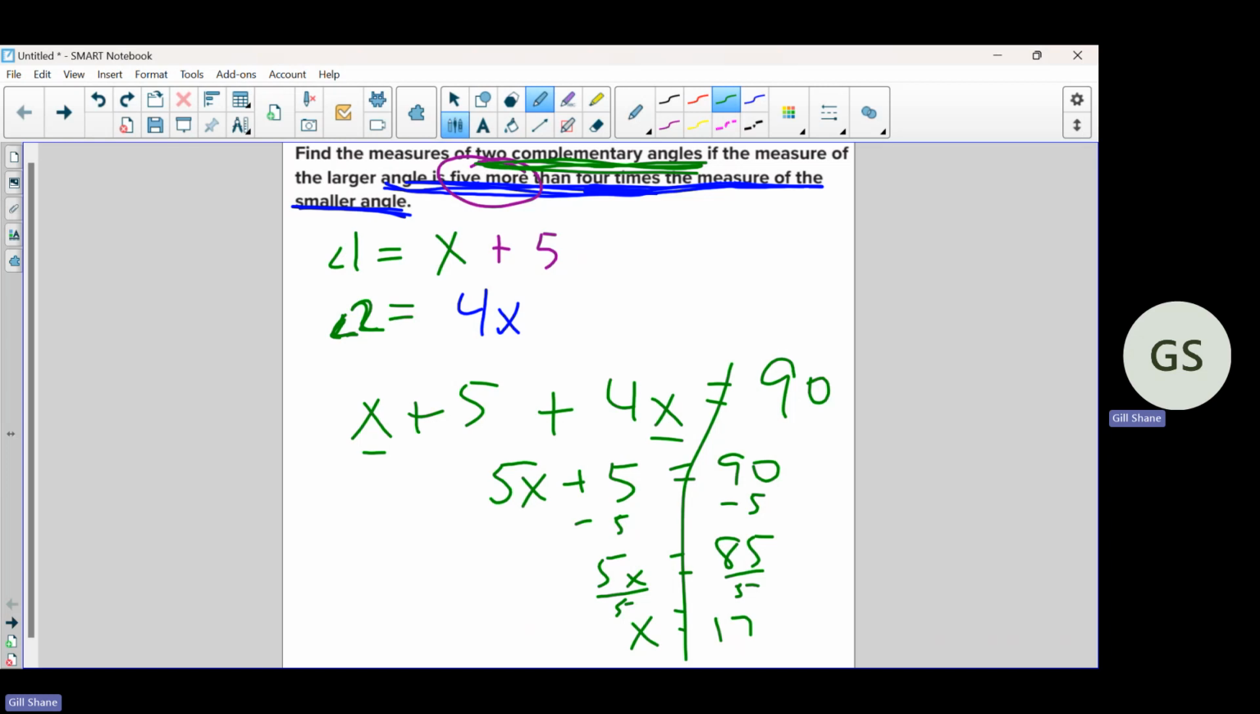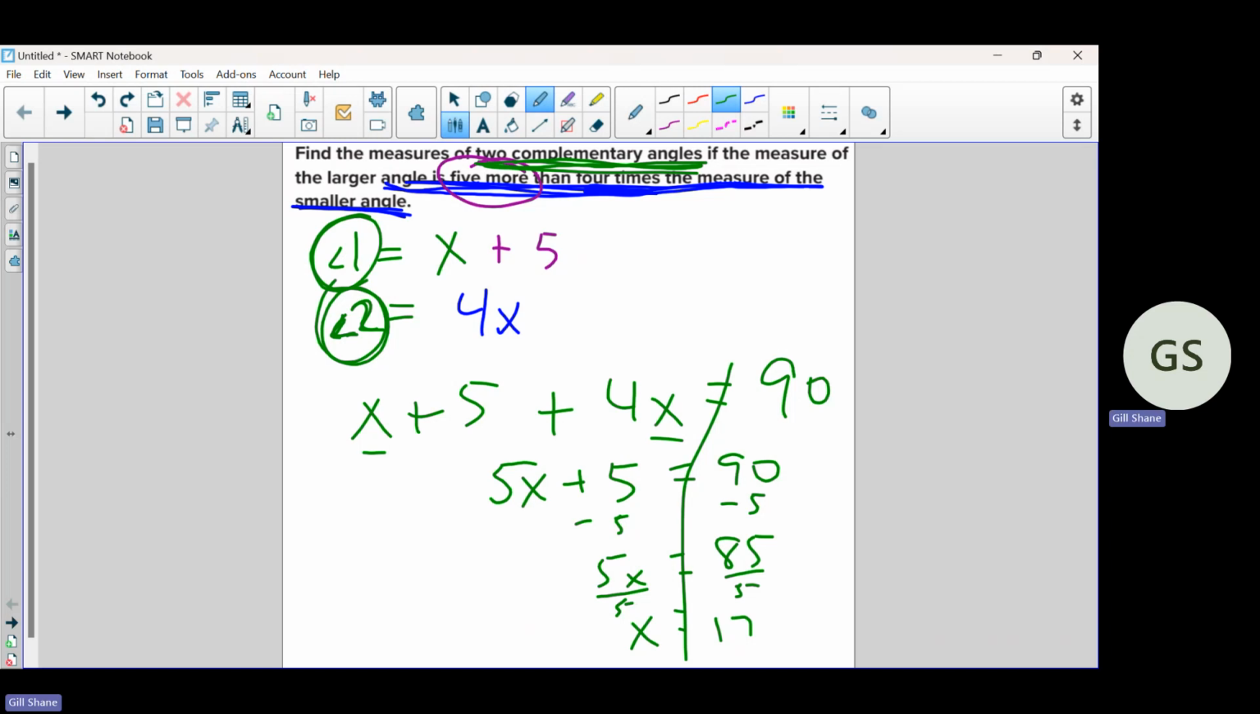Now here's the key, just like in all of geometry, don't stop once you get the x, because that may not be what we're looking for. We're looking for the measure of these two angles. We want to know, what do these measure? That's what the problem's asking. Well, neither of the angles is just measures x. One angle measures x plus 5.